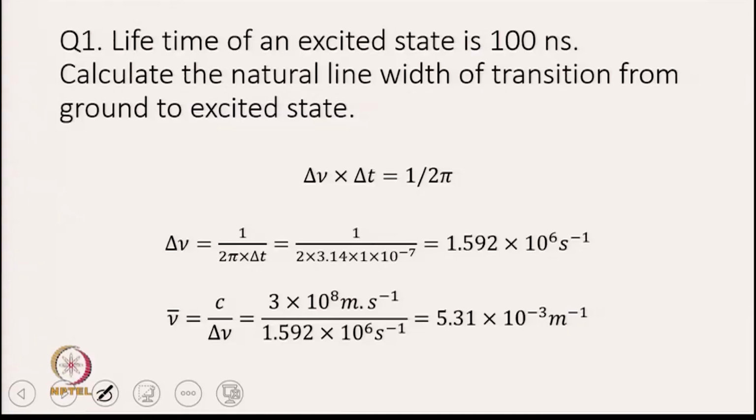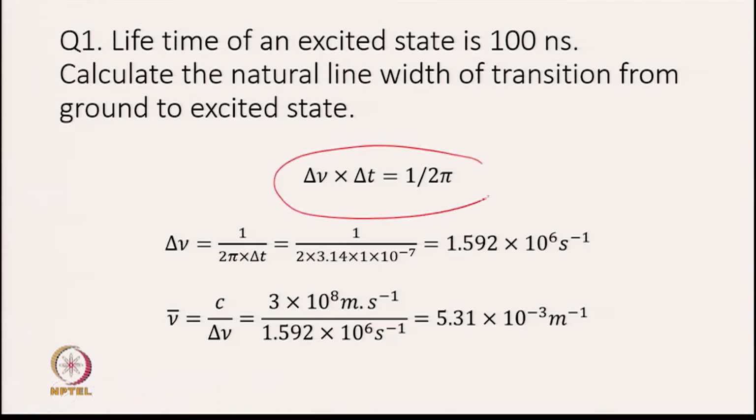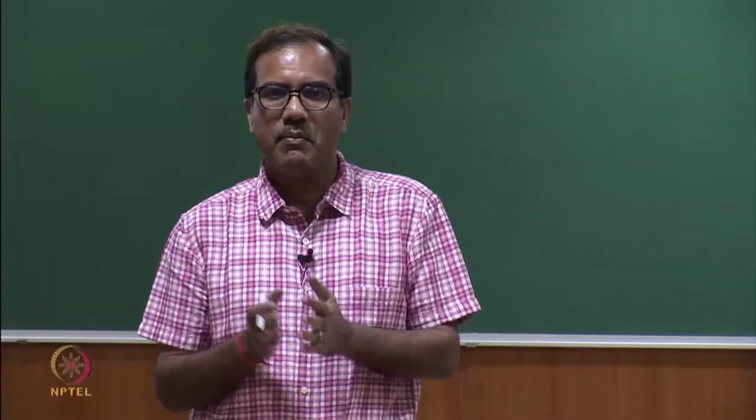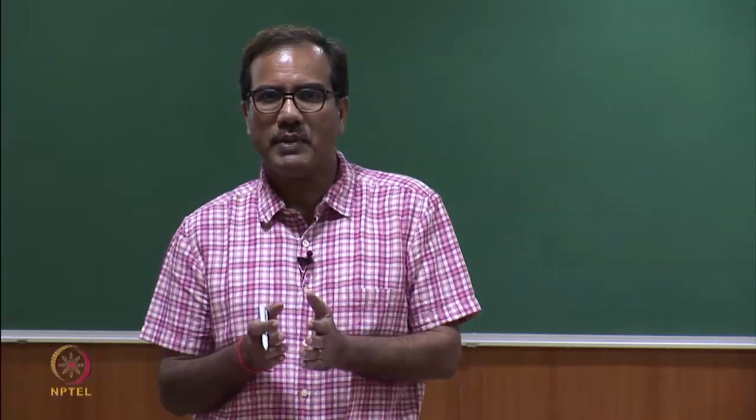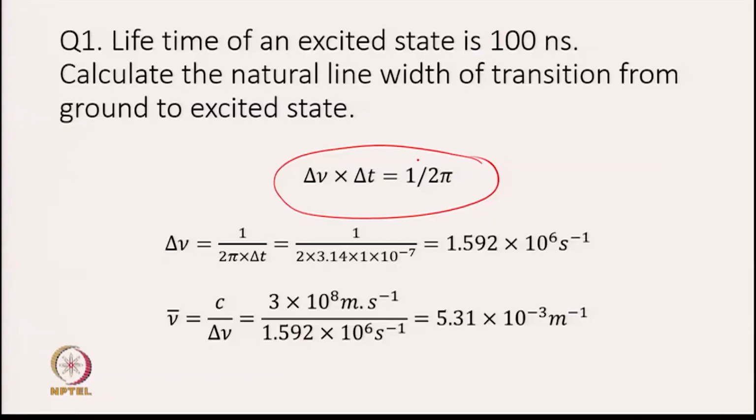So, first problem is, suppose the lifetime of an excited state is given, you need to calculate what is the natural line width of the transition from ground to excited state. Just take this equation from the Heisenberg uncertainty principle, that uncertainty in frequency multiplied by delta t, which is basically the lifetime, is equal to 1 by 2 pi.